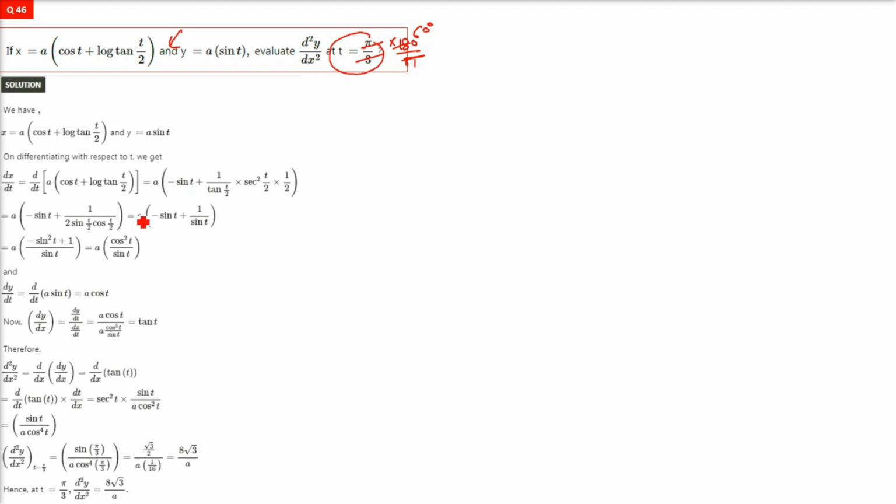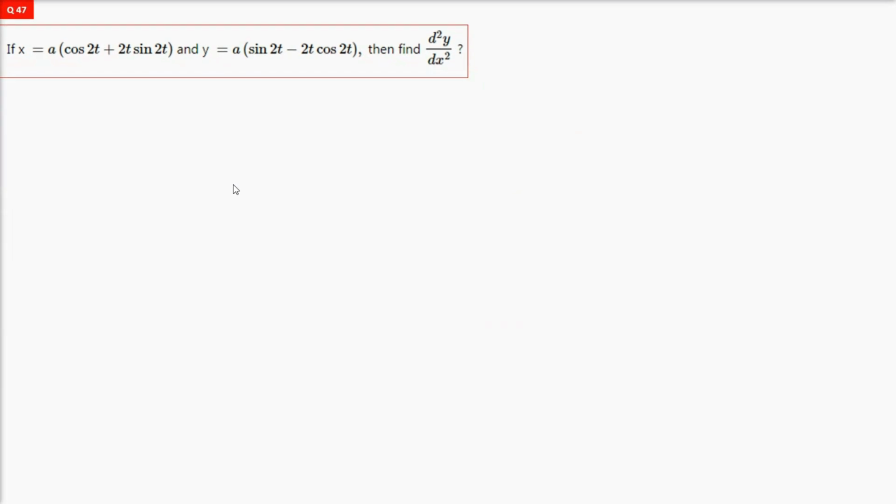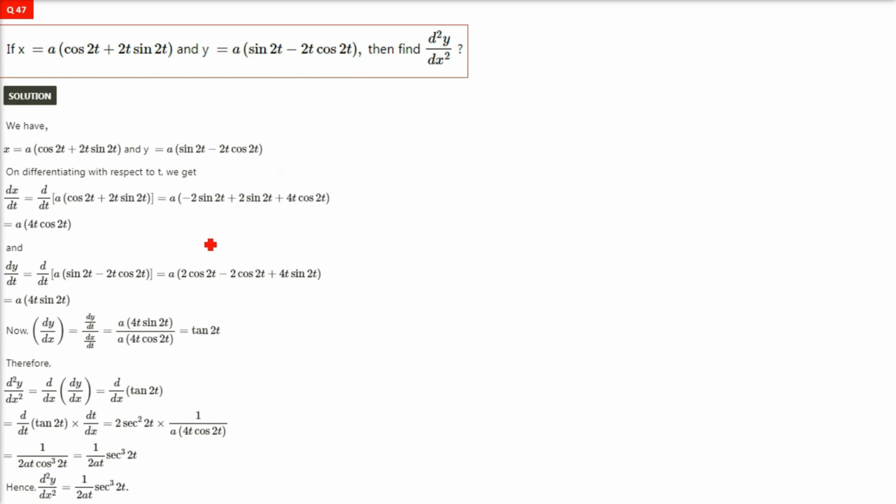Okay, so all this computation you have to do. You know how to do this. x is there, y is there, dx by dt, dy by dt, divide it. You will get dy by dx and then d2y by dx2. So when you divide this, wherever t is there, it has to be put in as 60 degree. Alright. Now this is also a similar kind of question. There are a lot of 2t involved, so 2 will come in front. That is the only hint here for you to be cautious in solving these kind of questions, because when you have this cos 2t, cos 3t, cos 6t, if this number varies, then you will get your question wrong.